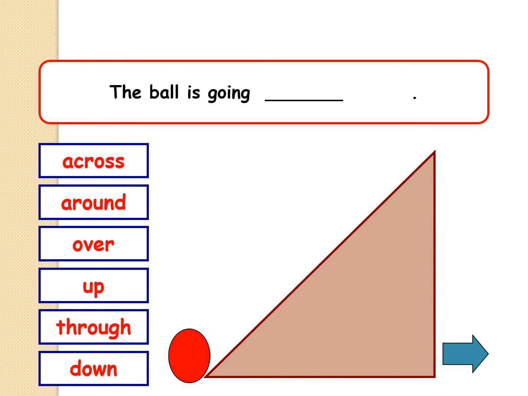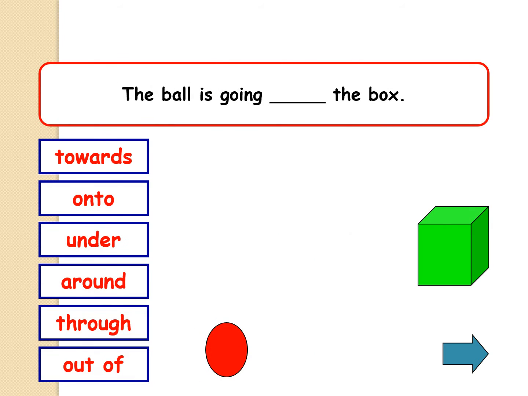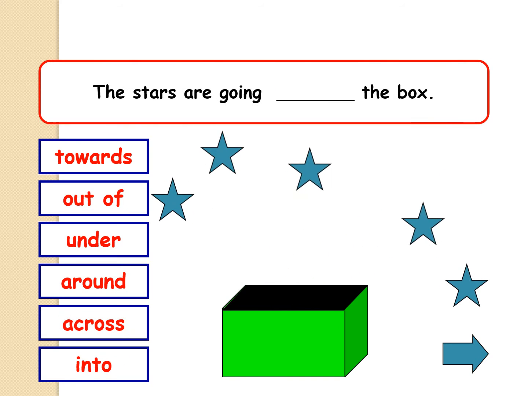Now what is happening here? The ball is going down. Where is this ball going? The ball is going onto the box. What is happening to the stars here? The stars are going out of the box.